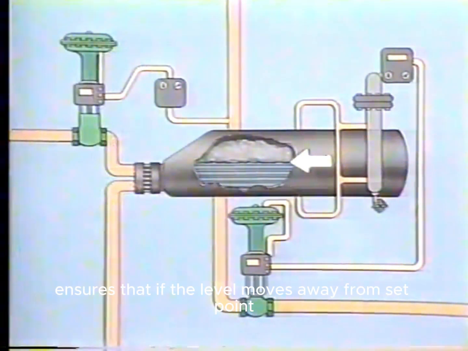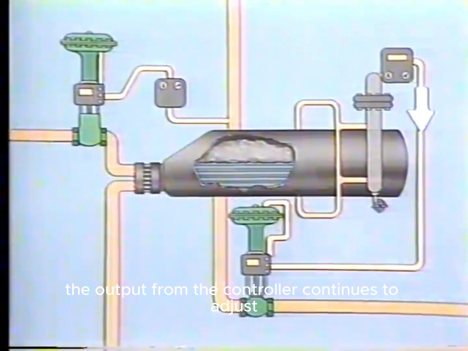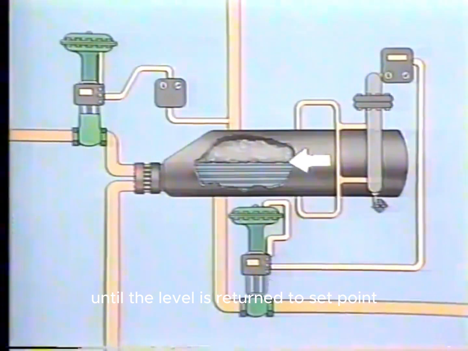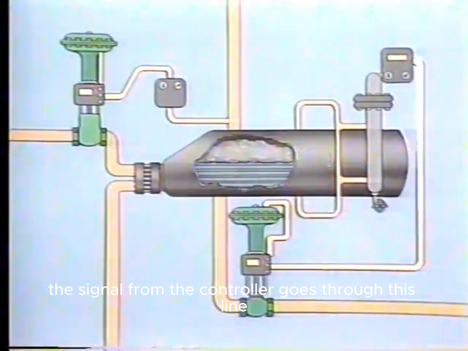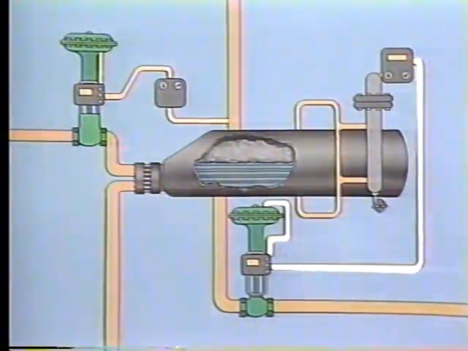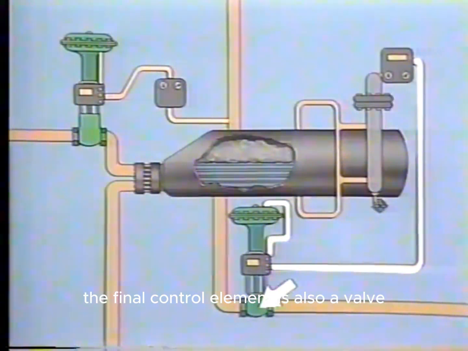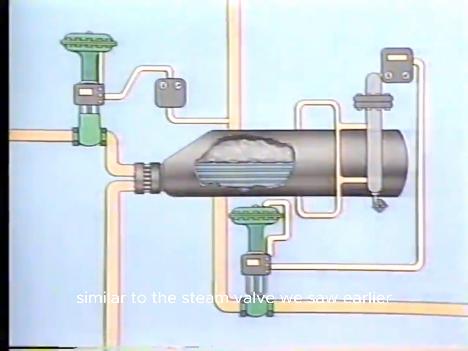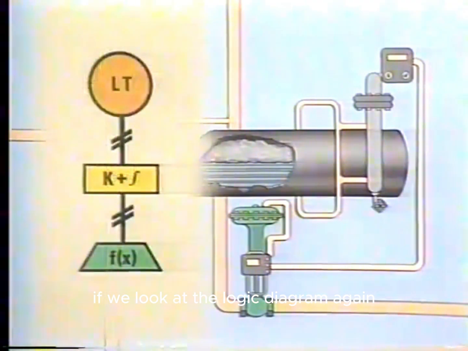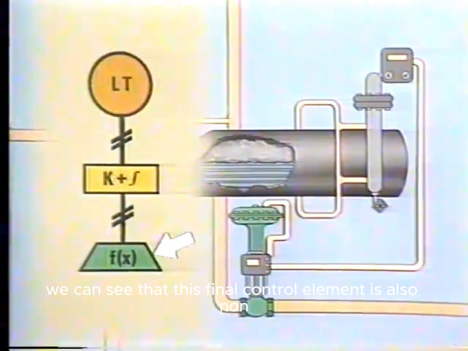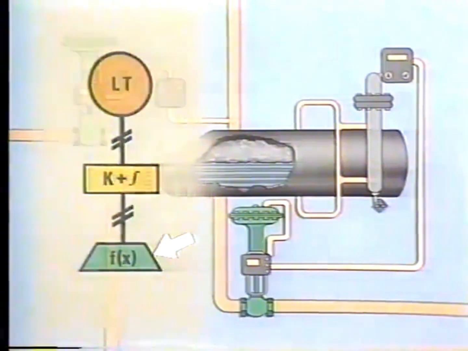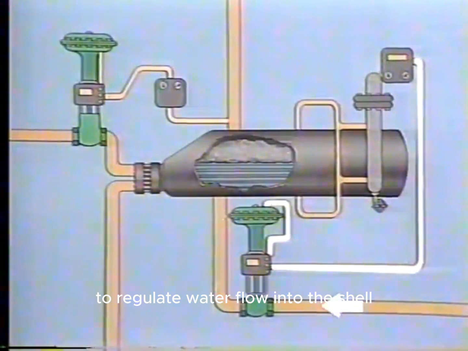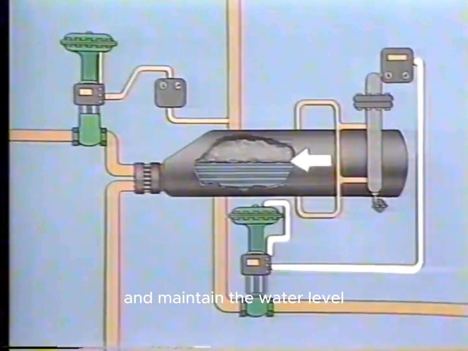This ensures that if the level moves away from set point, the output from the controller continues to adjust the final control element until the level is returned to set point. The signal from the controller goes through this line to the final control element. The final control element is also a valve that's operated by an actuator with a positioner, similar to the steam valve we saw earlier. If we look at the logic diagram again, we can see that this final control element is also nonlinear. The positioner and actuator respond to the signal from the controller to regulate water flow into the shell and maintain the water level.